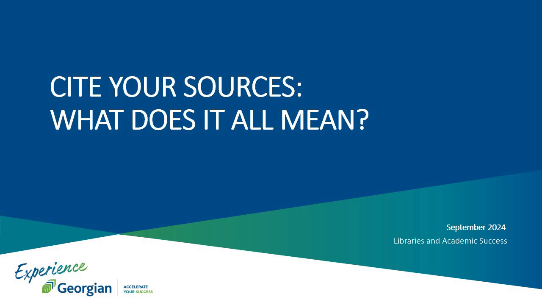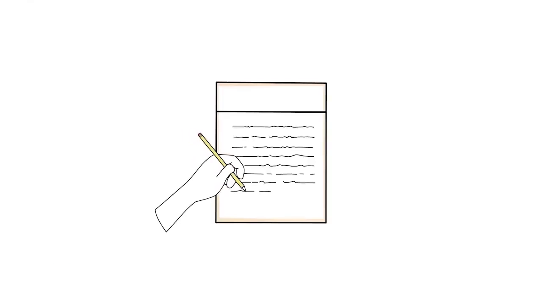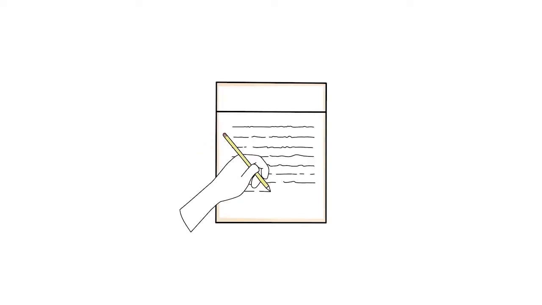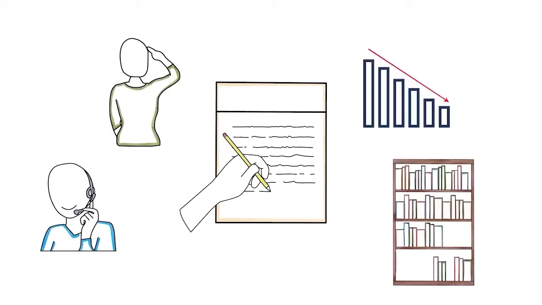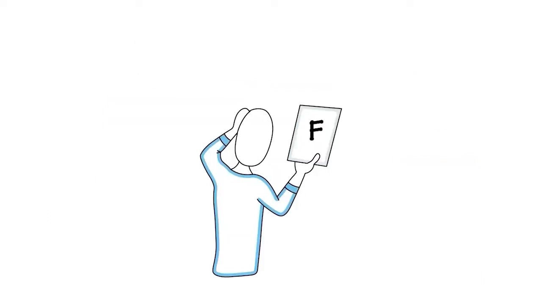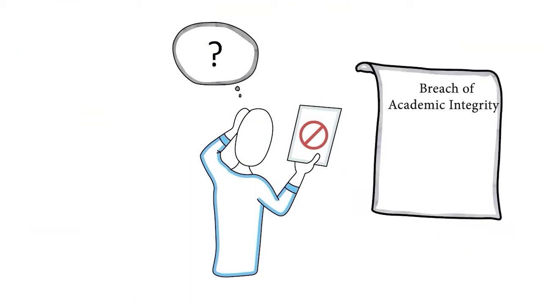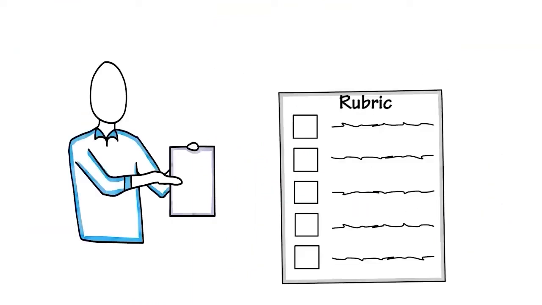Cite your sources. What does it all mean? Plagiarism occurs in your writing when you use the words, ideas, data, or information from one or more sources incorrectly. Plagiarism is a breach of academic integrity and can result in serious consequences. How do you avoid plagiarism and breaches of academic integrity while ensuring you are using information ethically in your writing?